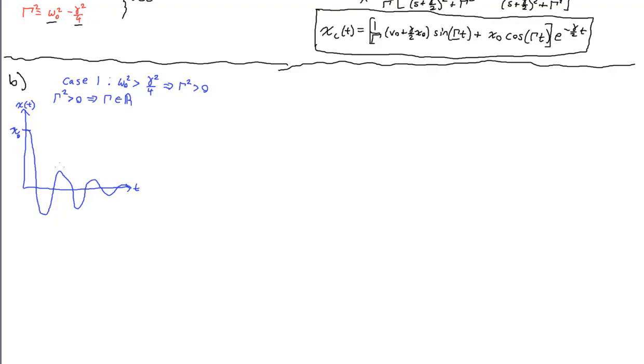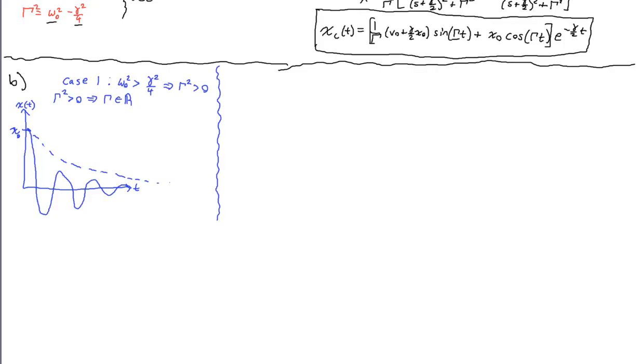It may not be this dramatic. It depends on the damping, the little gamma. But it'll look something like this. It'll have this negative exponential envelope that kind of bounds it. Okay, so case 1 is the most straightforward of the 3 to deal with.